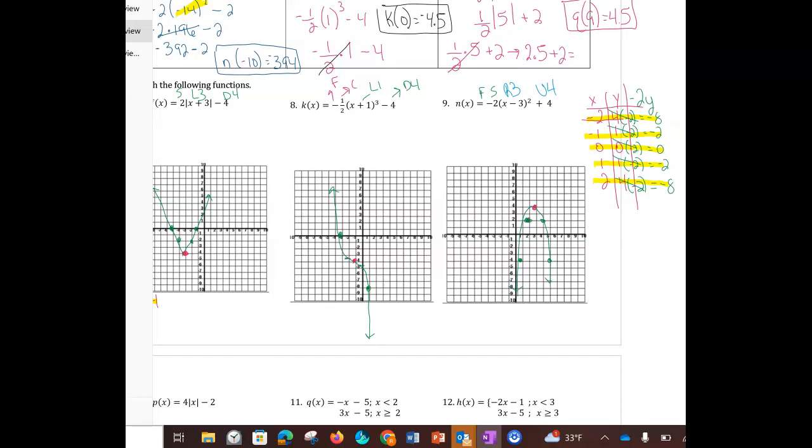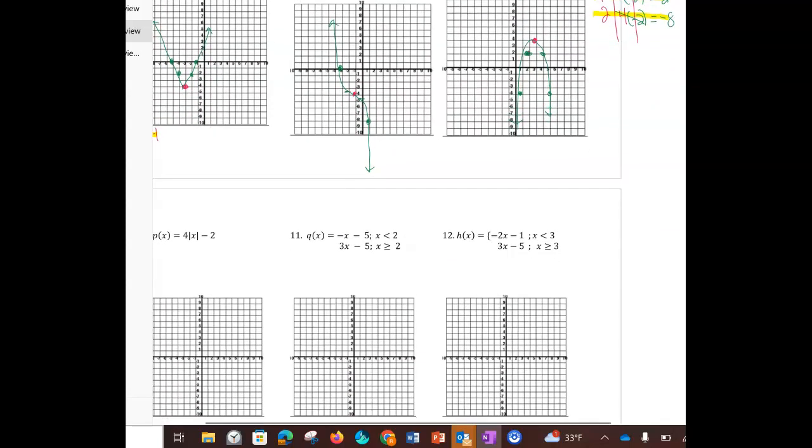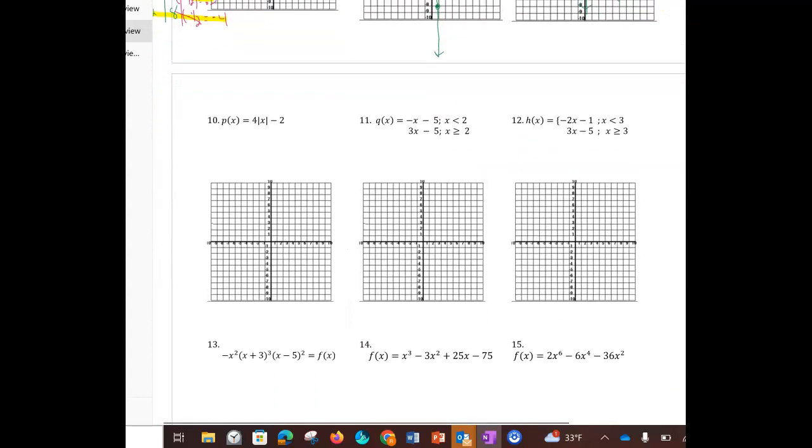All right, that is the first page. I'm going to stop the video there, and then you guys can pick up with the second video, starting with the next page.